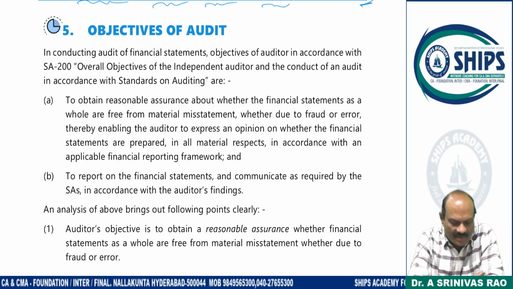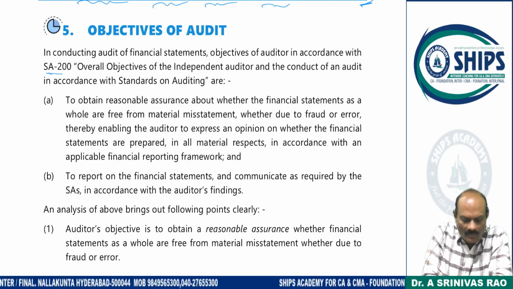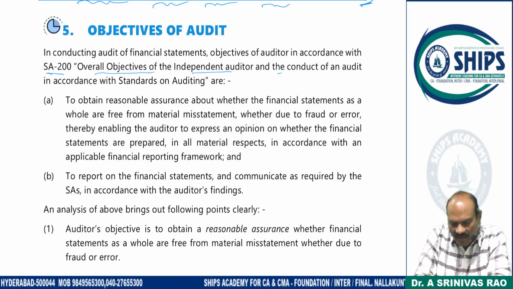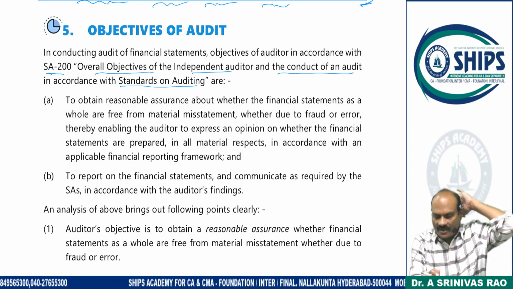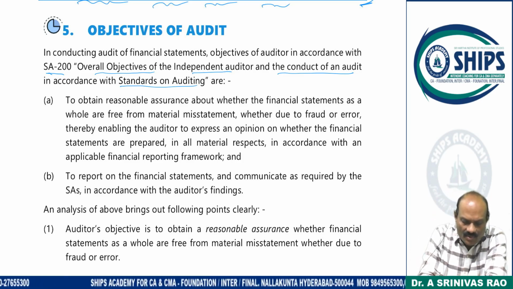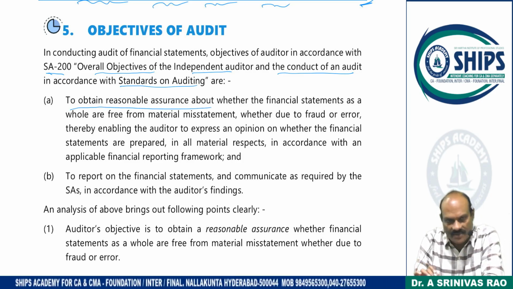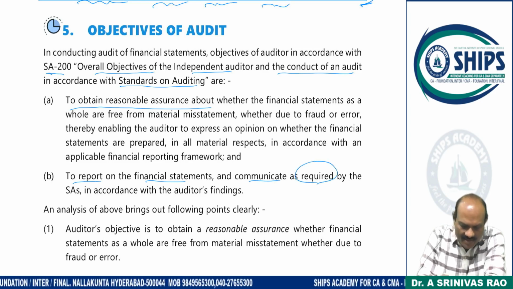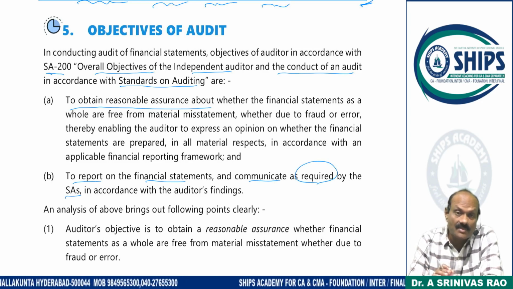What is the objective of the auditor? According to SA 200, the overall objectives of the independent auditor and the conduct of the audit in accordance with the standards on auditing. According to SA 200, there are only two concepts: to obtain reasonable assurance about whether the financial statements are representing a true and fair view, and the second one is to report on the financial statements and communicate as required by the SAs. Only two objectives. The main thing is reasonable assurance.